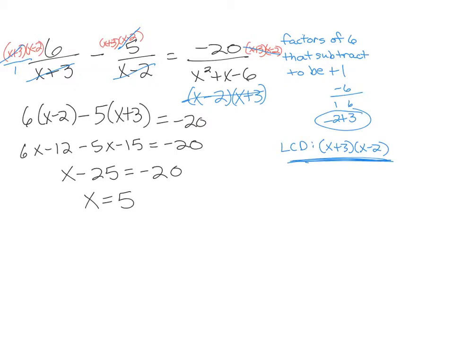And now I'm not quite done, because I had variables in my denominator. I have to make sure that when I plug this into my problem, I'm not dividing by 0 anywhere up here. So the easiest way to do that is to go to your LCD. If I plug a 5 in here, it's not a 0. Plug a 5 in here, it's not a 0. That means that I have gotten a good answer.